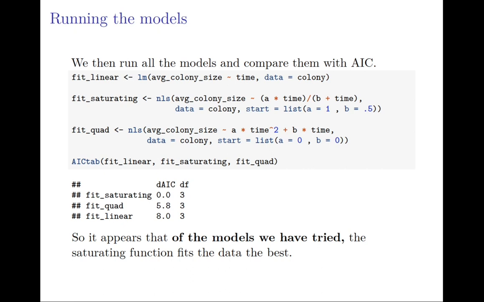So the saturating model fits the best, but as you'll see when we plot the curves with the data, they're still all pretty close. But based on the models we have tried, it appears that the saturating function fits our data the best. And again, in AIC, you're only comparing the models that you actually run. So there could be another model out there that could fit better than the ones we have, but we haven't tested it. So we can only say, given the models we've tried, the saturating function fits the best.